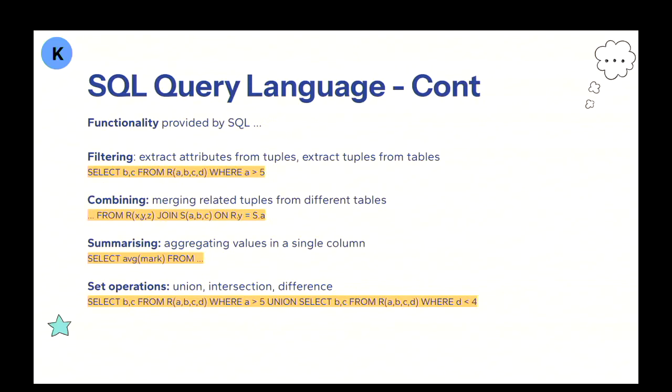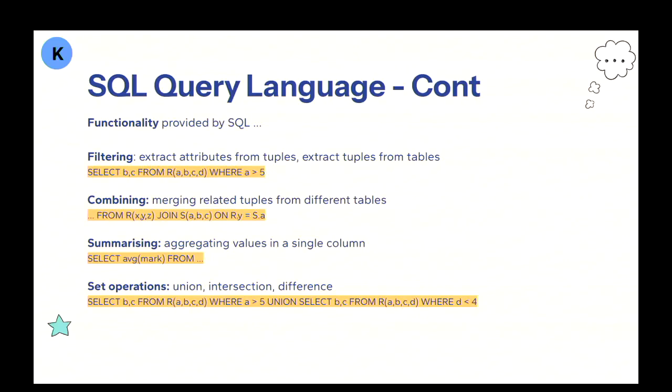So functionality is provided by SQL. There are 4 basic types of functionalities provided here. The first one is filter. We can extract attributes from tuples, and we can filter the exact tuples we would like to have. And the second feature here is combining. We could query from multiple tables, and we will cover that in our next lecture.